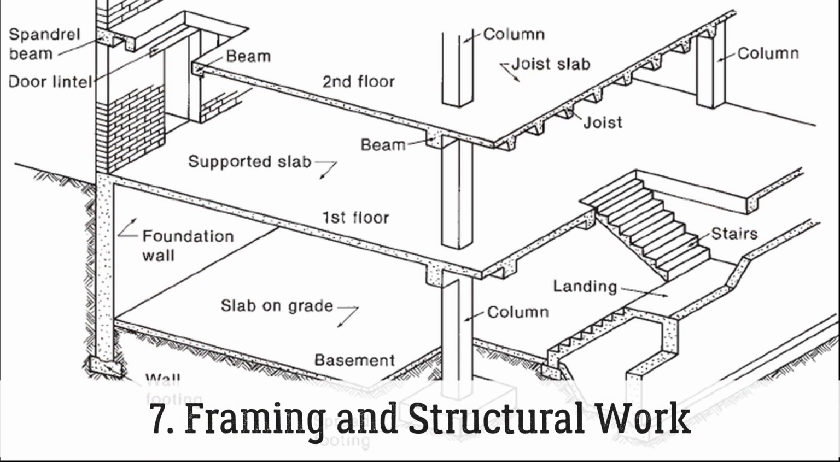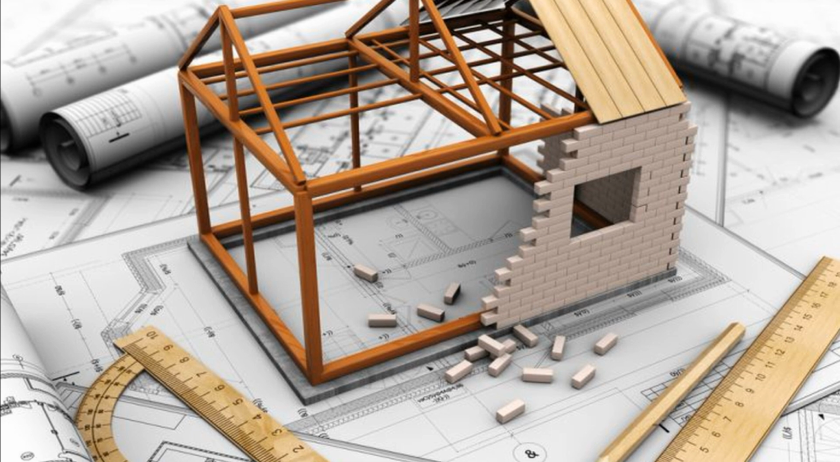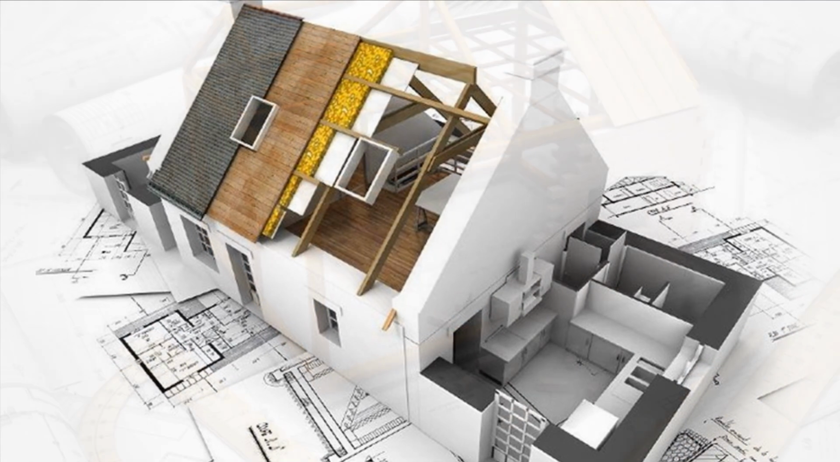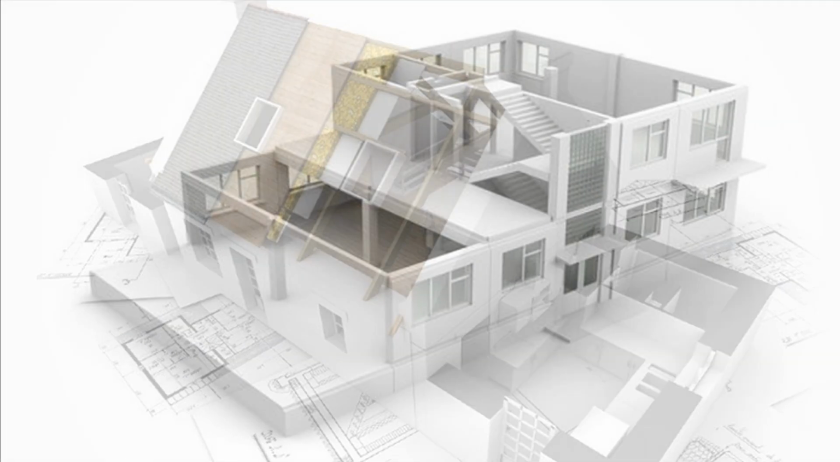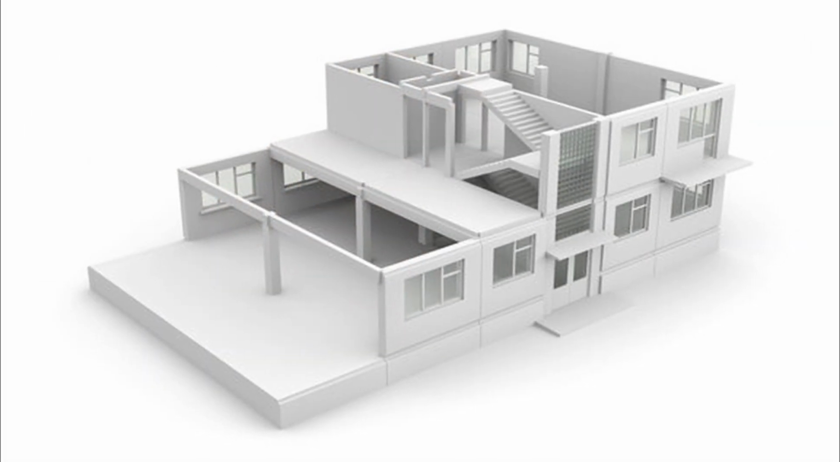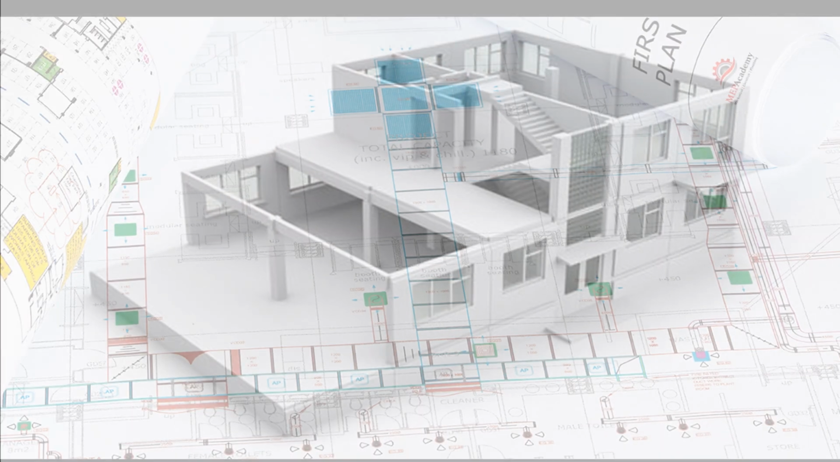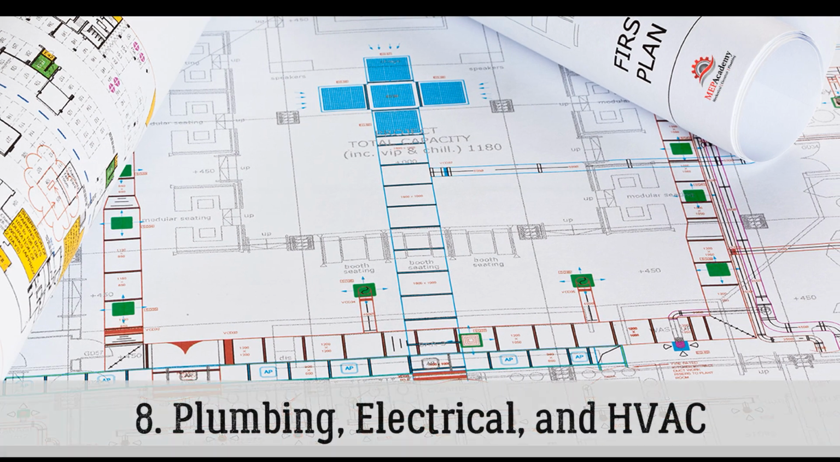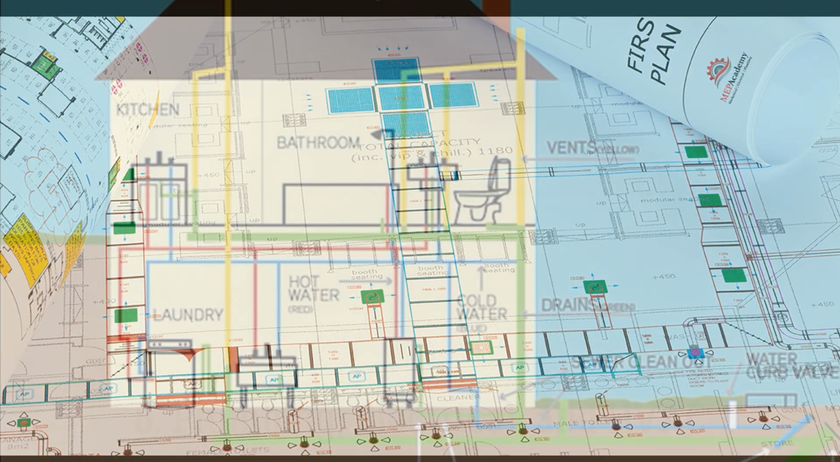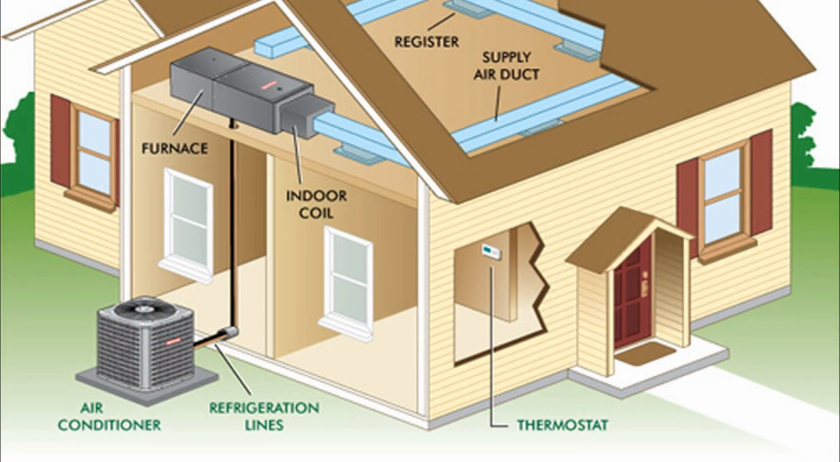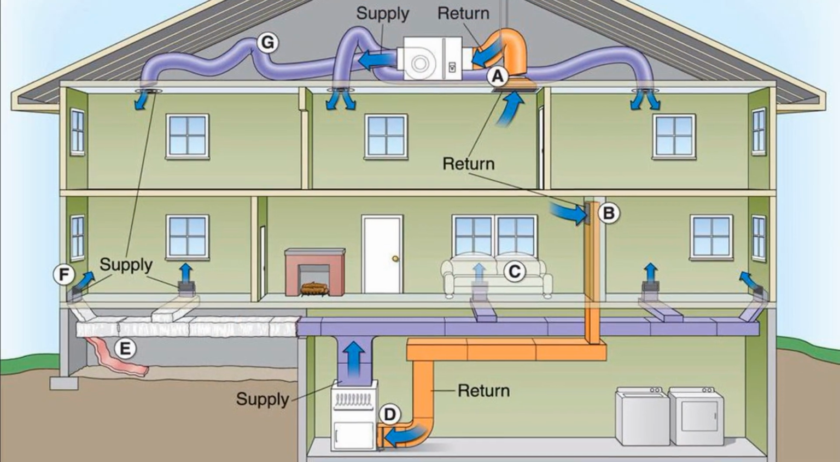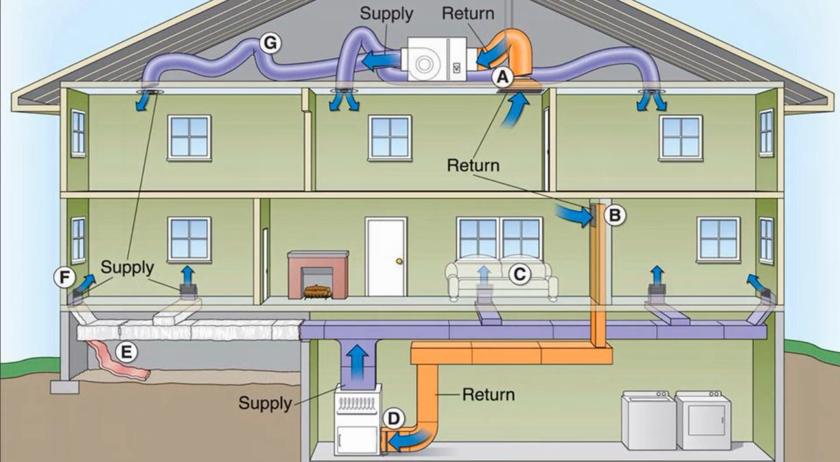7. Framing and structural work. Erect the structural framework of the house, including walls, roof trusses, and floor systems. This phase shapes the basic structure and defines the layout of rooms. 8. Plumbing, electrical, and HVAC. Install essential systems such as plumbing, electrical wiring, heating, ventilation, and air conditioning. These systems are vital for functionality and comfort.